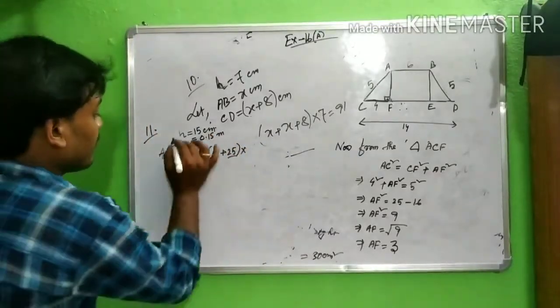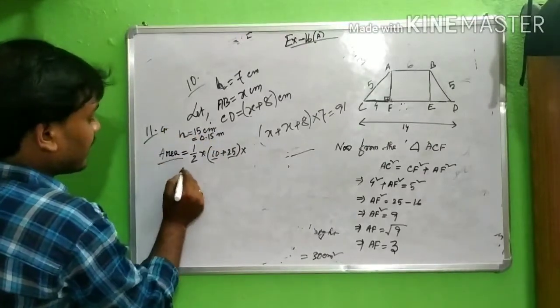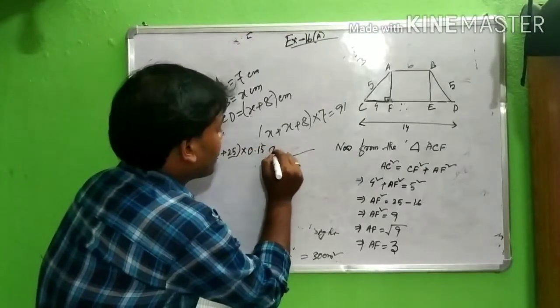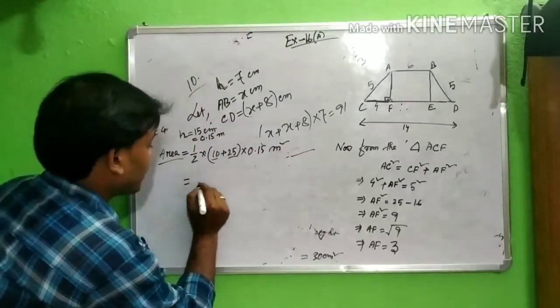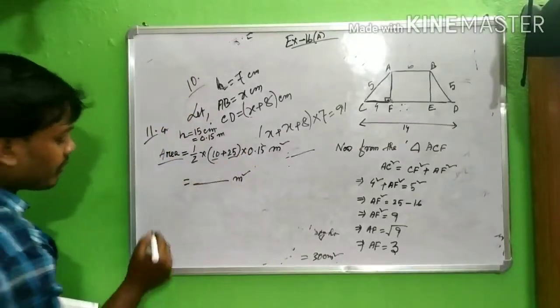So given height equals 0.15 meter, therefore the area of the trapezium is 0.15 meter square. It is your task. Find the value and write here, meter square.